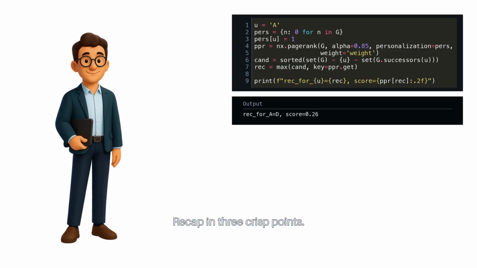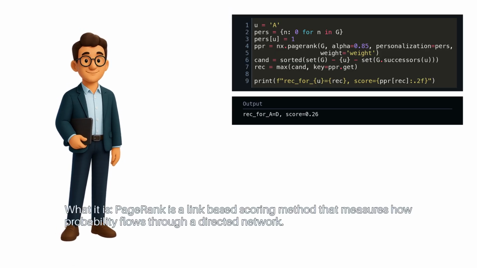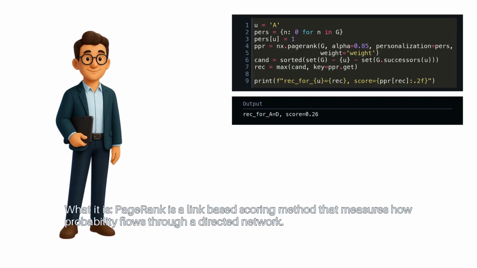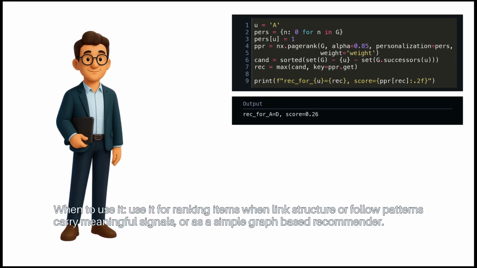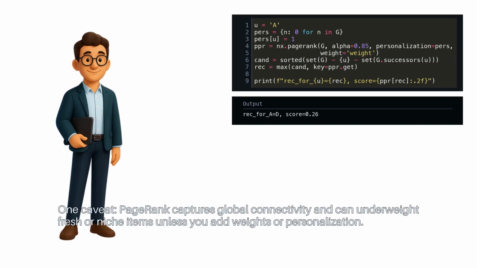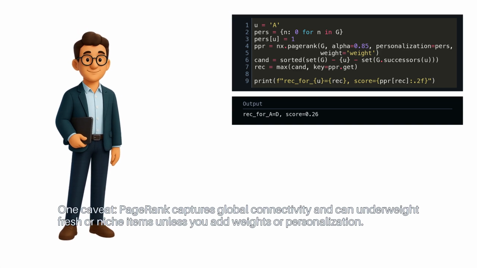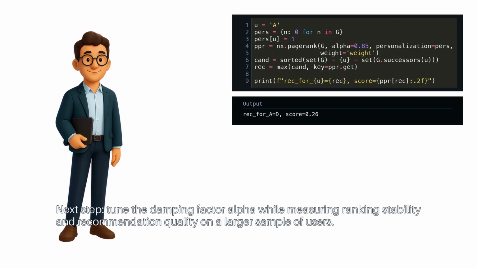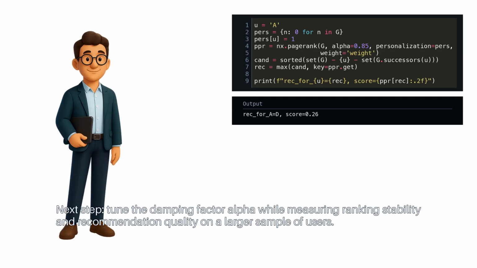Recap in 3 crisp points. What it is: PageRank is a link-based scoring method that measures how probability flows through a directed network. When to use it: use it for ranking items when link structure or follow patterns carry meaningful signals, or as a simple graph-based recommender. One caveat: PageRank captures global connectivity and can underweight fresh or niche items unless you add weights or personalization. Next step: tune the damping factor alpha while measuring ranking stability and recommendation quality on a larger sample of users.